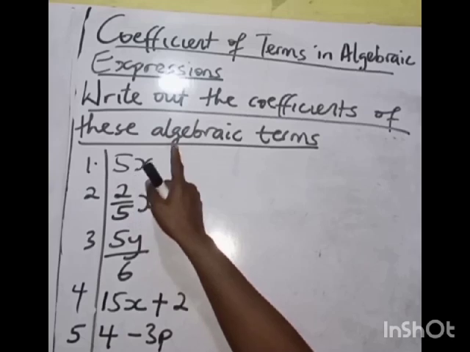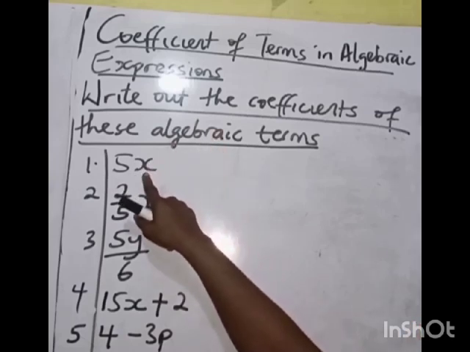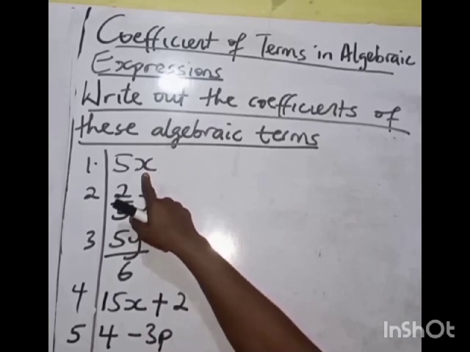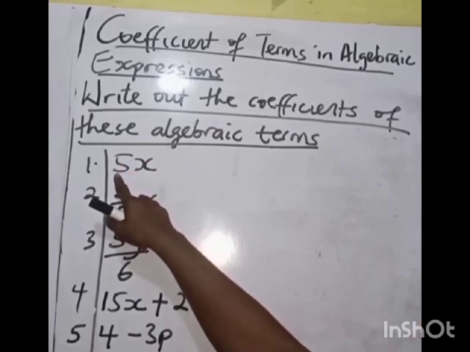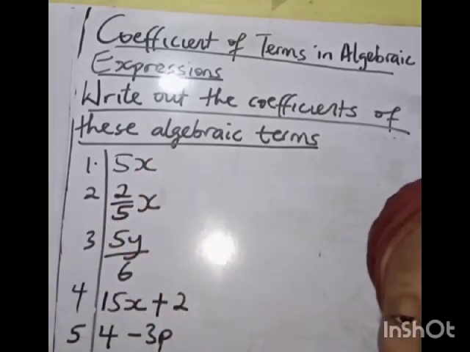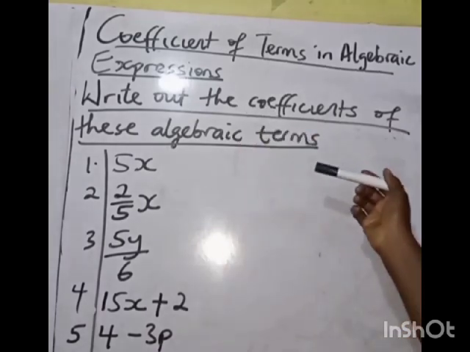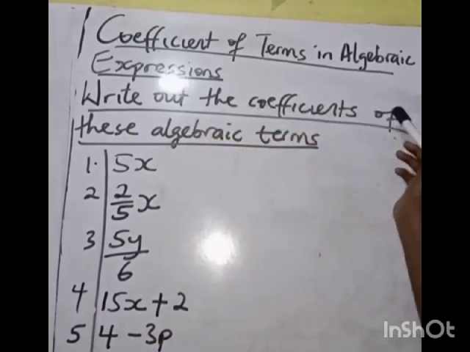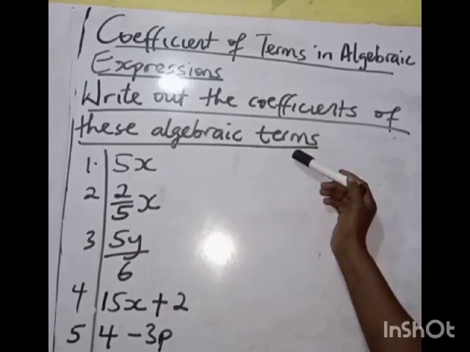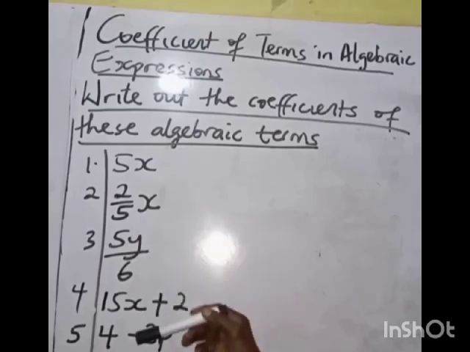While x is the unknown quantity. So the coefficient of x in this particular number one is 5, because we are multiplying the unknown quantity, which is x, by 5. So the coefficient is the number beside the letter which we are using to multiply the letter. Now the instruction here says write out the coefficients of these algebraic terms. So we are expected to write out the coefficients of each of these algebraic terms.